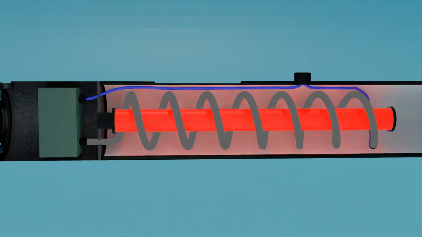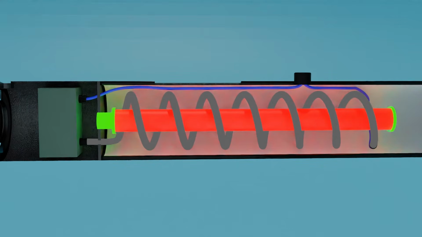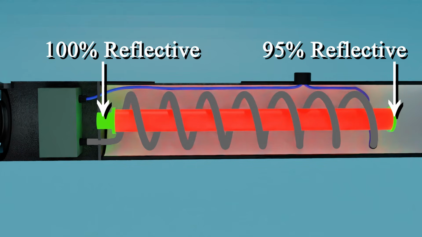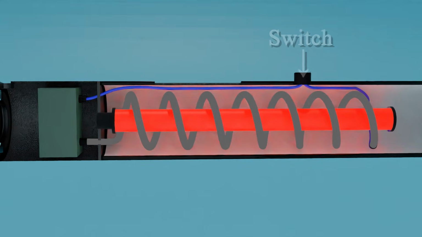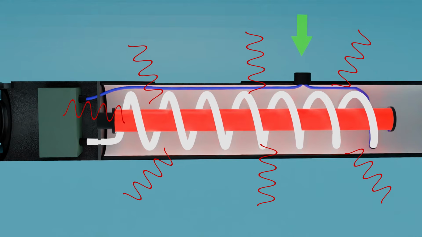This is what we will start from. We have a flash tube which will give us the first photon, a crystal rod, two mirrors, one 100% reflective and another 95% reflective, a power supply, and finally a switch. When we press the switch, the power supply provides power to the flash lamp and it lights up. When the lamp lights up, it releases photon particles.